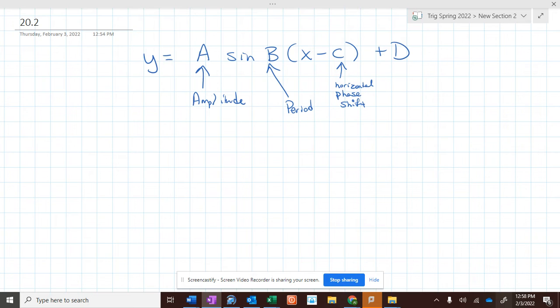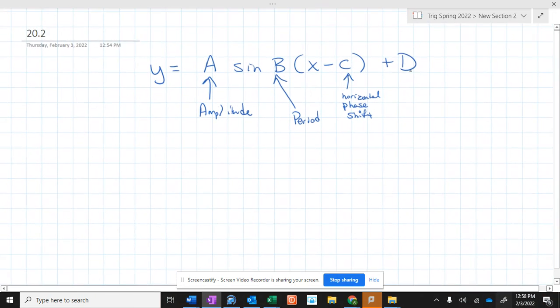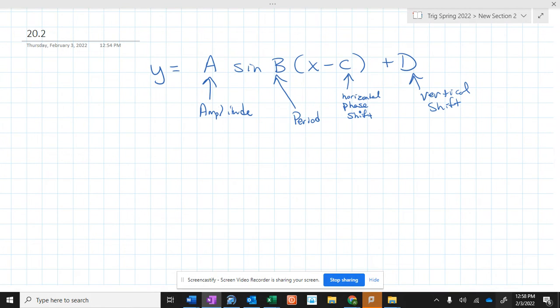No? Okay. And D is the vertical shift. I don't call it a phase shift because phase shift is left and right. So that's the vertical shift. Now, we do the same for cosine, so I'm not going to write cosine and all the same stuff down. Sine and cosine, we do the same type of things.